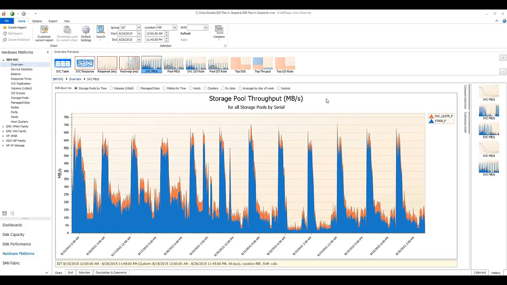In this chart, you see the total throughput in megabytes per second for the secondary SVC named SVC_CLSTR_F and its backend disk V7000_F. Every day, there is a massive spike in throughput exceeding 600 megabytes per second and lasting for several hours. Let's look at the workload pattern over the week.